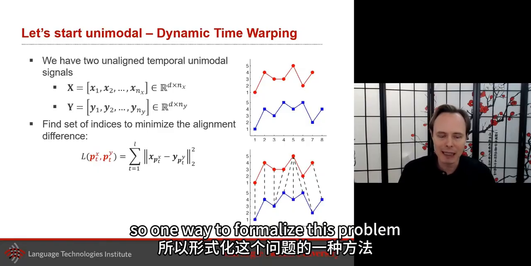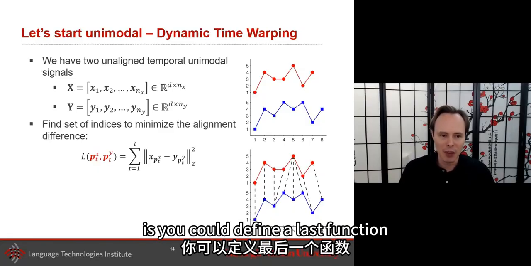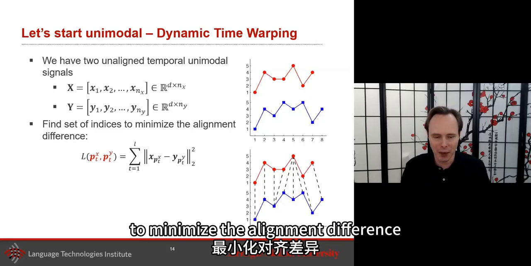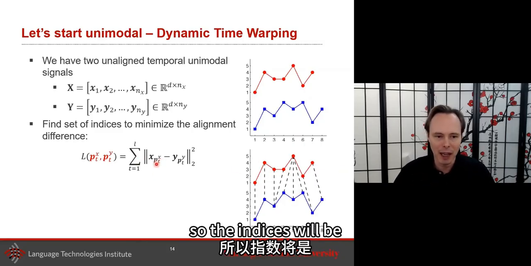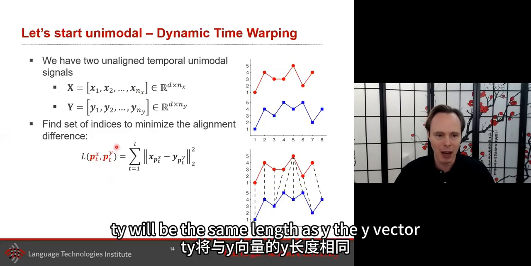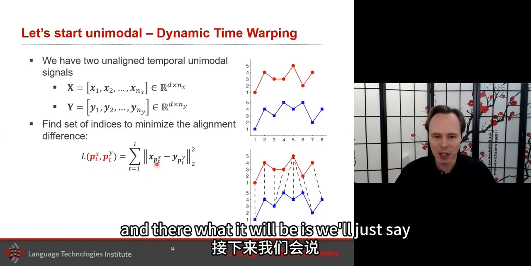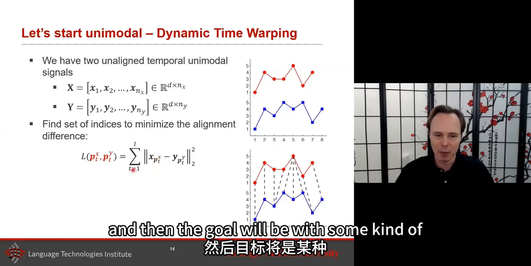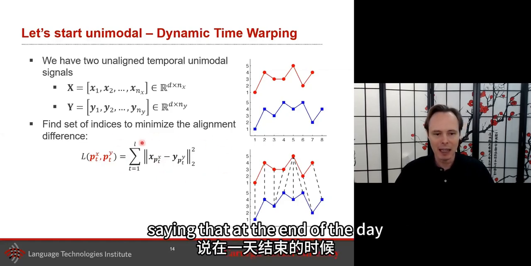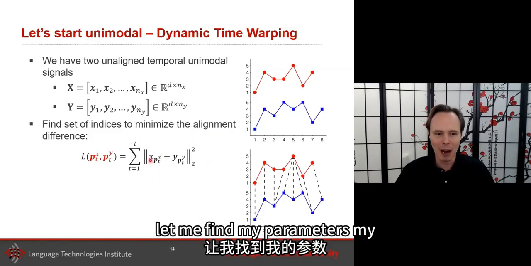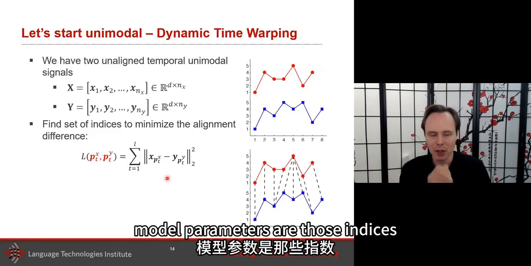So one way to formalize this problem is you could define a loss function that finds the set of indices to minimize the alignment difference. So the vector p_x will be the same length as x, and the vector p_y will be the same length as the y vector. And what it will do is say which index to use. And then the goal will be, with some kind of, for example, a Euclidean loss, that at the end of the day, I want this to be as small as possible. My model parameters are those indices.